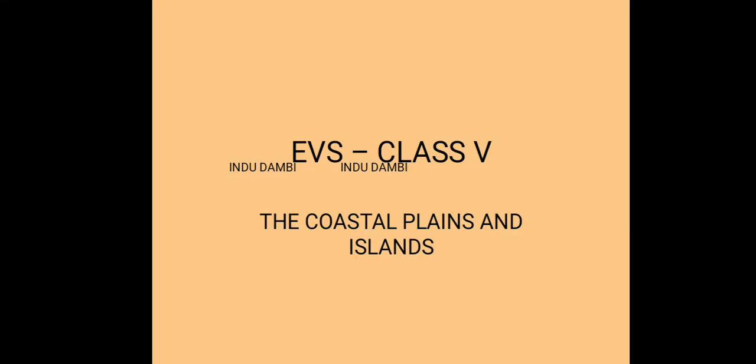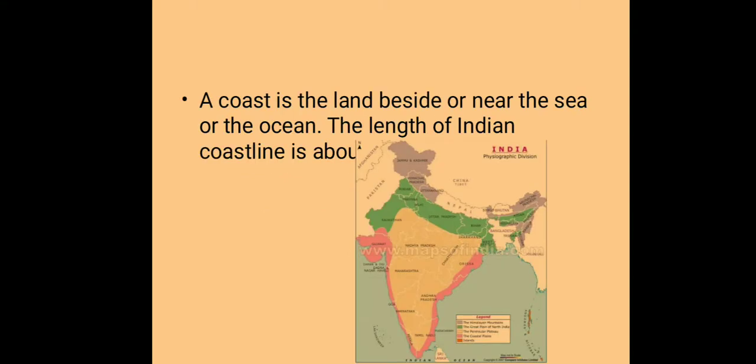Today we are starting with chapter 15, that is the coastal plains and islands. The very first thing that you should know is a coast is the area beside or near the sea or the ocean. See, जब भी हम किसी भी एक सी की बात करते हैं तो सी का एक शोर होता है, एक किनारा होता है, और वो किनारा कहाँ तक चलता है उसको हम कोस्ट बोलते हैं.